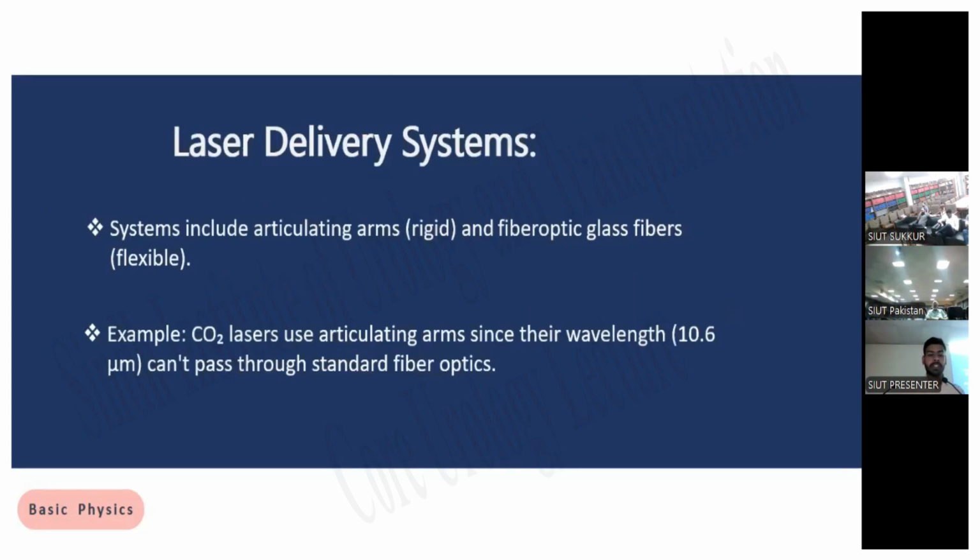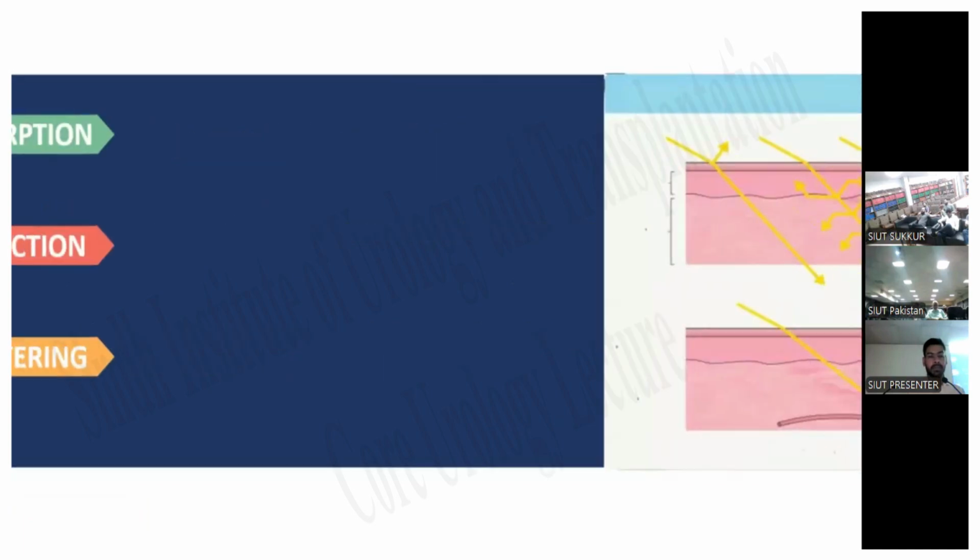Then the laser delivery systems. Basically the lasers need a delivery system to be transferred to that specific object, and these systems include articulating arms and fiber optic glass fibers. For example, in carbon dioxide lasers, articulating arms are used since the wavelength is very long, so they cannot pass through the standard fiber optic delivery systems.